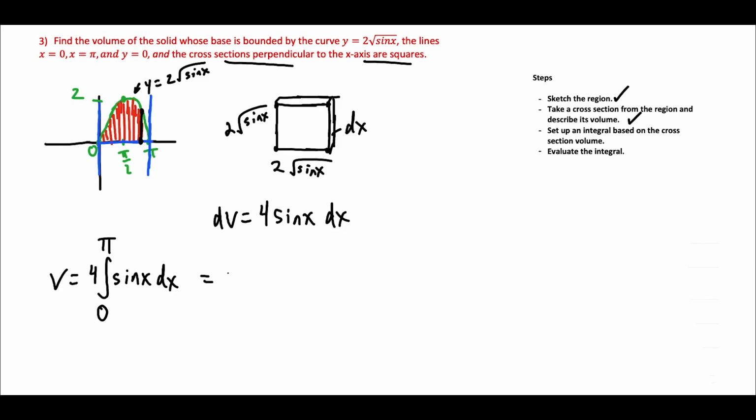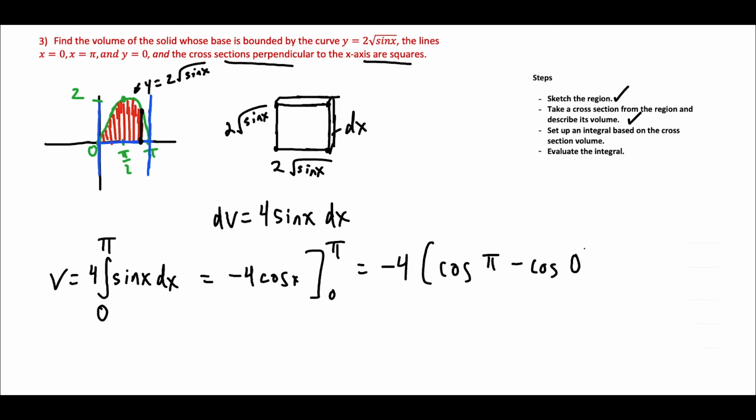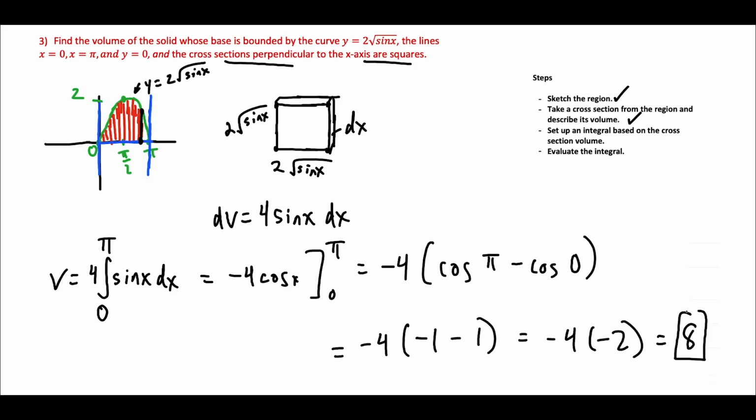Now this is kind of simple to do by hand. This isn't too bad. So we'll just do this by hand. We have the antiderivative of sine is negative cosine, and we're going from 0 to pi. So here we've got negative 4 cosine of pi minus cosine of 0. And if we work this out, we've got negative 4 times negative 1 minus 1. And that'll give us negative 4 times negative 2, which tells us the volume of our last solid here is going to be 8 units, or 8 square units. I'm sorry, 8 cubic units, I should say.